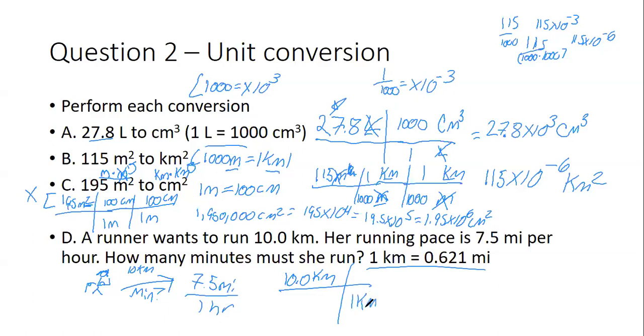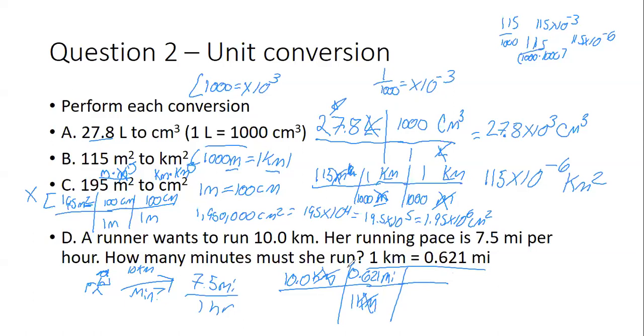1 kilometer is 0.621 miles, right? Now, what is my speed? So right now the unit I'm in is miles, because kilometers at the top and kilometers on the bottom canceled out. I don't want to be in miles though. I want to be in a unit of time, ultimately minutes.